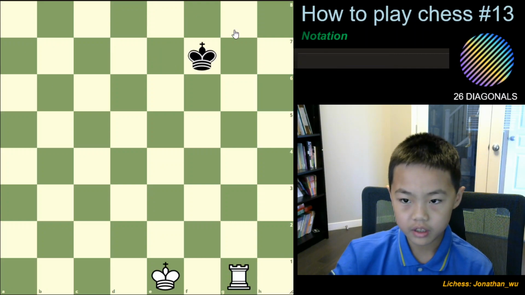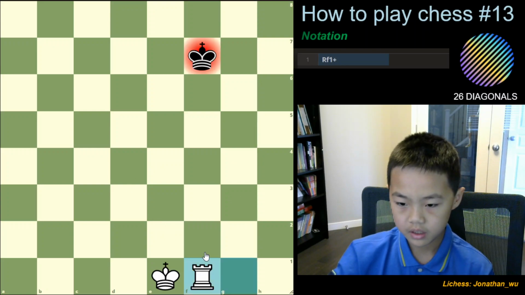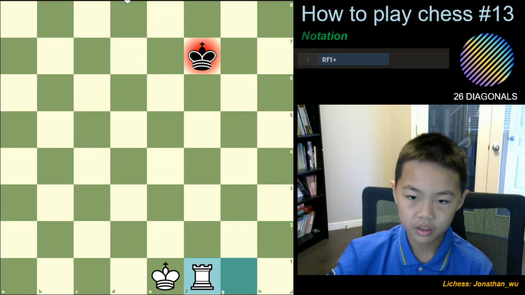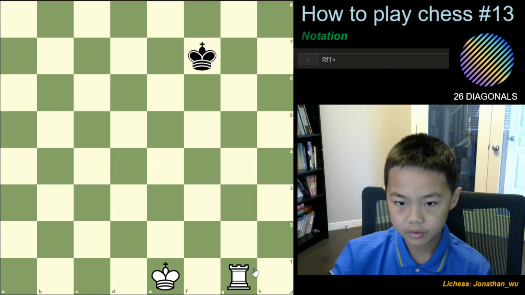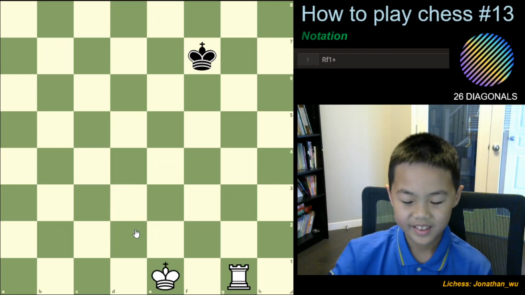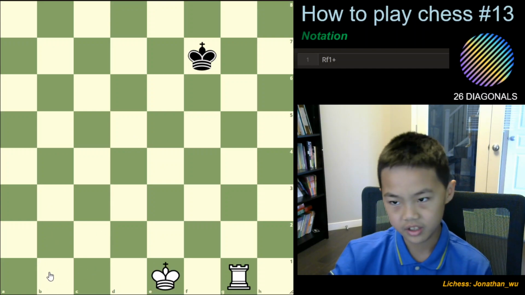And then the next one is check, and it's basically just a plus sign. So rook f1, check. And also, maybe you didn't understand, if any piece except for the pawn wants to go somewhere, you would first write the piece down like so. The starting letter of the piece: for the rook it's R, for the queen it's Q, and for the knight it's N. I know it's kind of weird, but it's to avoid confusion with the king, because the knight actually starts with a K.